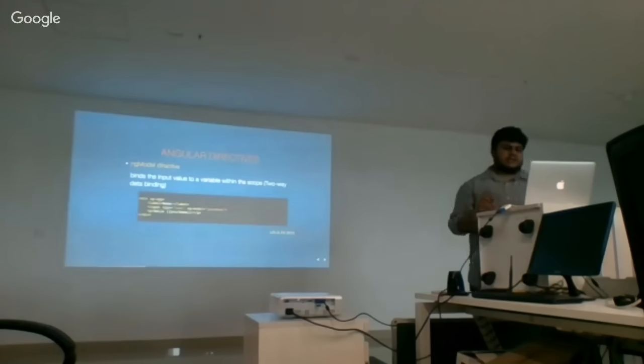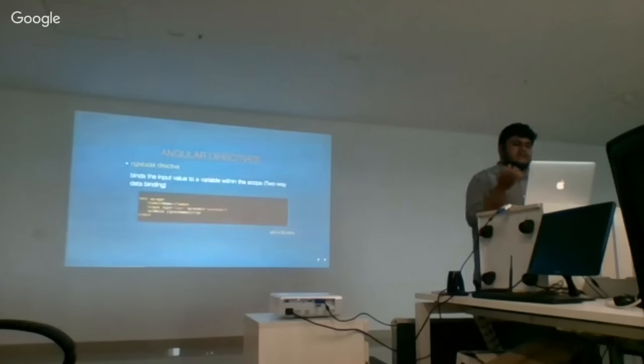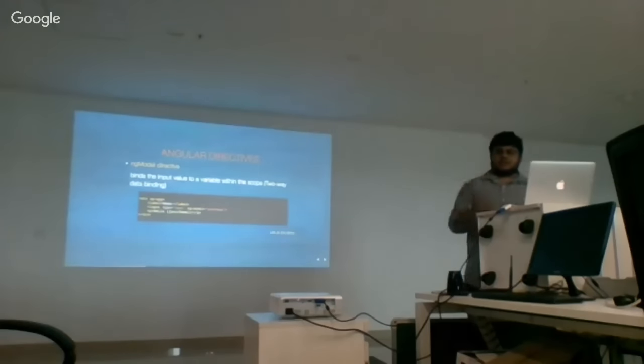And then the next Angular directive is the ng-model directive. What it does is it binds the input value to a variable within the scope. So this is where the two-way binding comes in. Suppose you have an ng-app declared, and then you have an input box. You declare the input box with ng-model. We'll see later that there's something called services. So you have a service within AngularJS that will bind your input box value to a value called name. Name you can directly print using the expression evaluation.